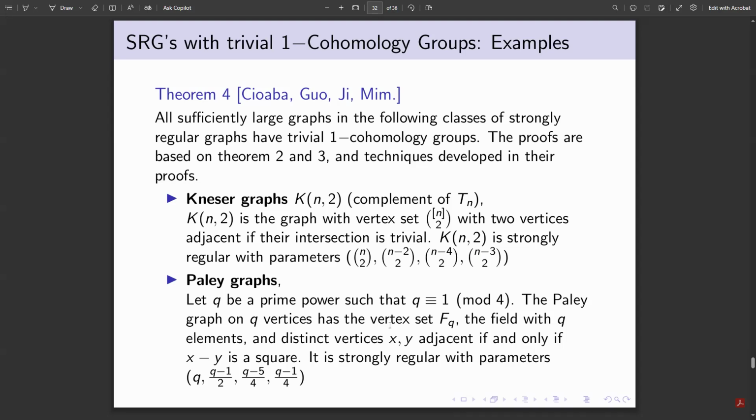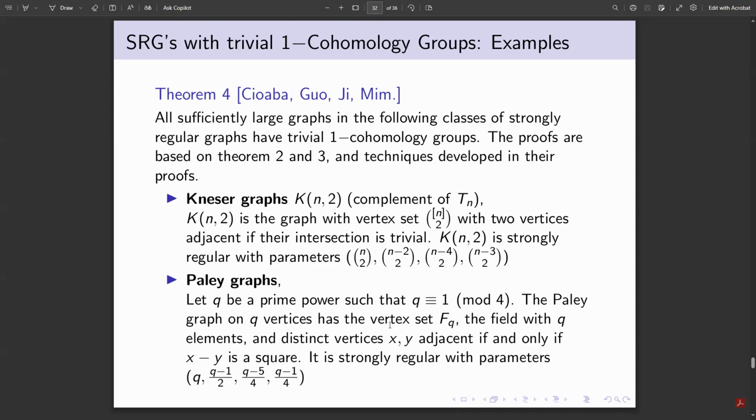I don't think I have time to go into that, but Paley graphs are an important class of examples for spectral graph theory. It turns out that for Paley graphs, the requirement that any 4 vertices have a common neighbor is automatically satisfied for all sufficiently large Paley graphs. We didn't have to do much here. We just applied the previous theorem.